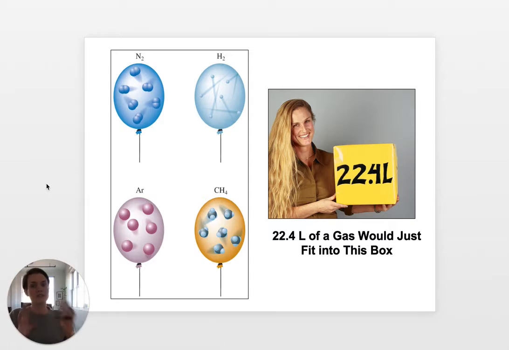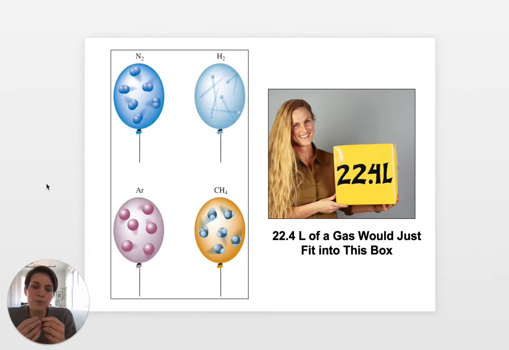But before we get there, let's just use this slide to illustrate this big idea. Here we have 4 balloons, and the balloons are under the same conditions of pressure and temperature. We have argon, which is a noble gas. It's quite large, pretty complex. We have our methane, which is, again, a pretty complex gas. Then we have hydrogen, which is really, really simple. Small atoms. They're molecular diatomics. And then we have nitrogen as well over here.